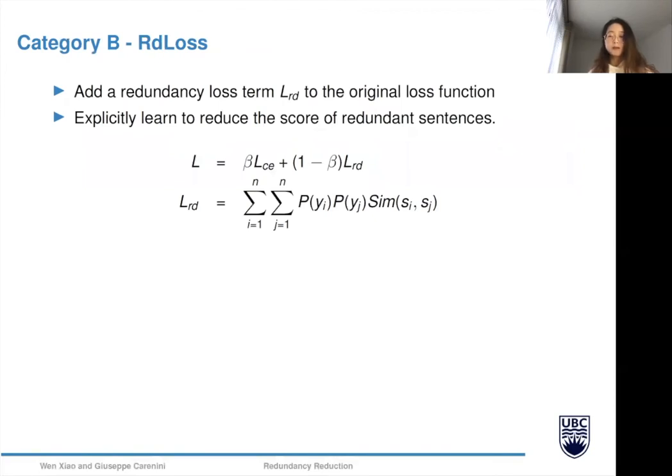There is only one method in category B, which is called RD loss, proposed in this paper. It simply adds a redundancy loss term LRD to the original loss, and it explicitly learns to reduce the score of redundant sentences. As you can find from this equation, if the similarity between SI and SG is very high, then it just punishes the score on YI and YJ.